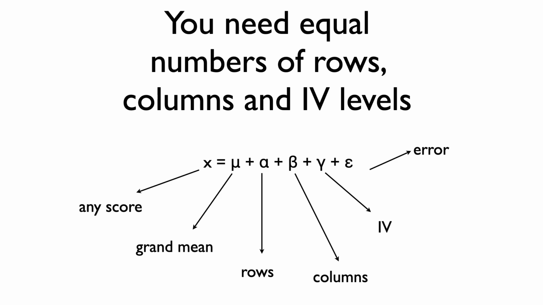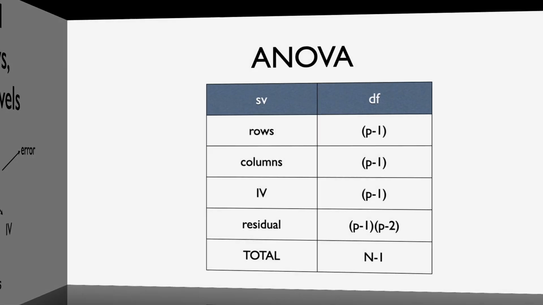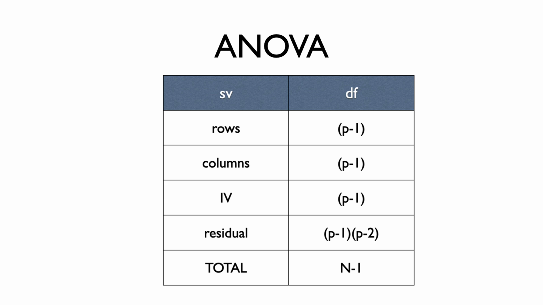Okay, so the source, variation, degrees of freedom table looks like this: rows, columns, independent variable, residual. P is the number of rows, it's also the number of columns, it's also the number of levels of the independent variable. So if you have a 4 by 4 Latin square, P is 4. If you have a 3 by 3 Latin square, P is 3, etc. And then you get p minus 1 for rows, columns, and independent variable. And for residuals, p minus 1 times p minus 2.